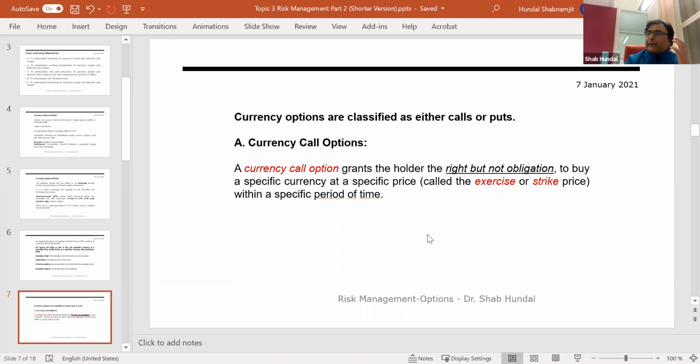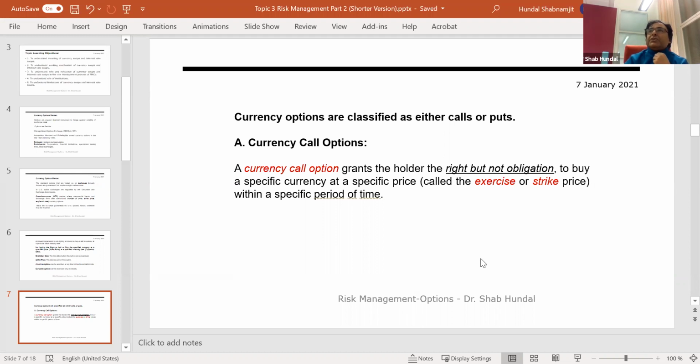You are afraid that in 6 months' time, when you make a payment to this Australian company, the price can go up. So the euro, the Australian dollar can become expensive. Okay. You go to the broker. Let's talk about that exchange traded option.